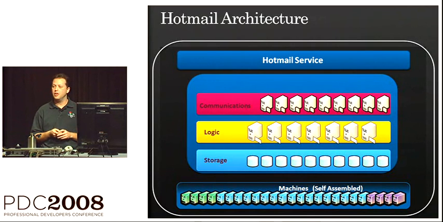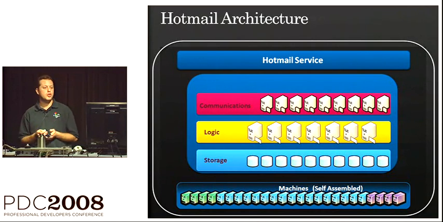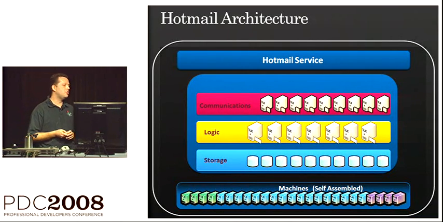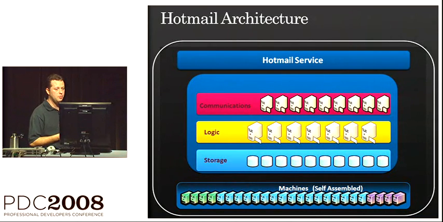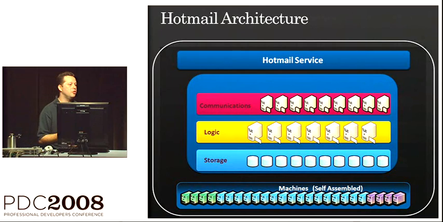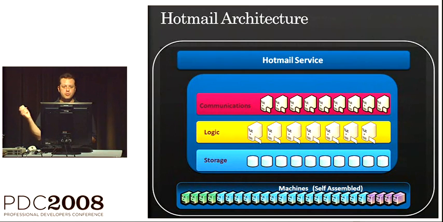Then there's the storage tier. It hosts the Hotmail user storage, messages, attachments. And of course, it's heavily partitioned. It's partitioned by user. And data is replicated across multiple drives to avoid losing data.